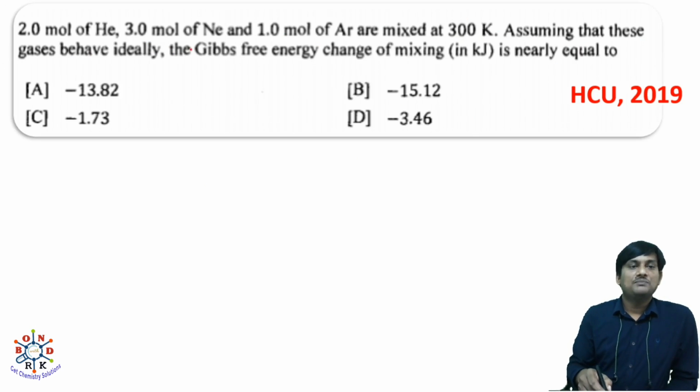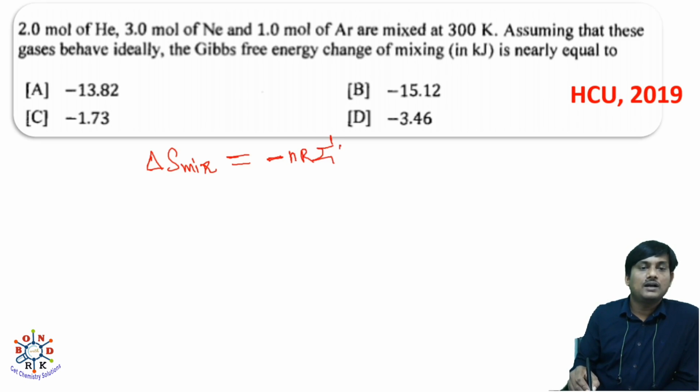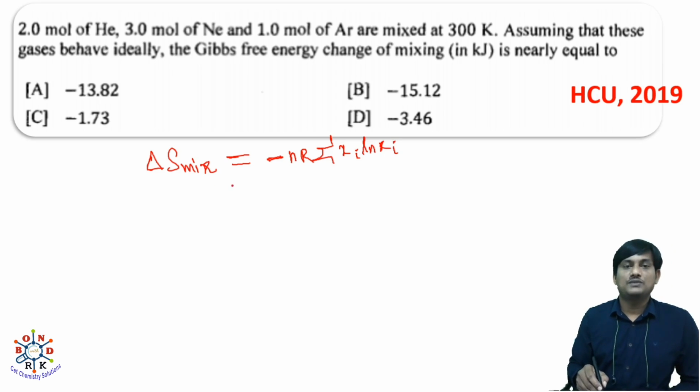2 mole of helium, 3 mole of neon and 1 mole of argon are mixed at 300 Kelvin. Assuming that these gases behave ideally, the Gibbs free energy change of mixing is nearly equal to. We know that delta S mix is equal to minus nR sigma xi ln xi. So this is the delta S mix equation.